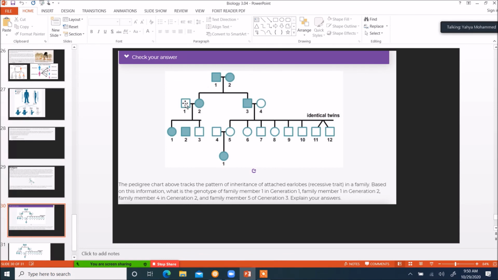Capital R, right? So let's suppose this person was capital R. Not codominant. Here's what I'm saying: suppose this person is capital R. All right, Freeha, what kind of allele would they give to their children? This is the male. The square is the male.